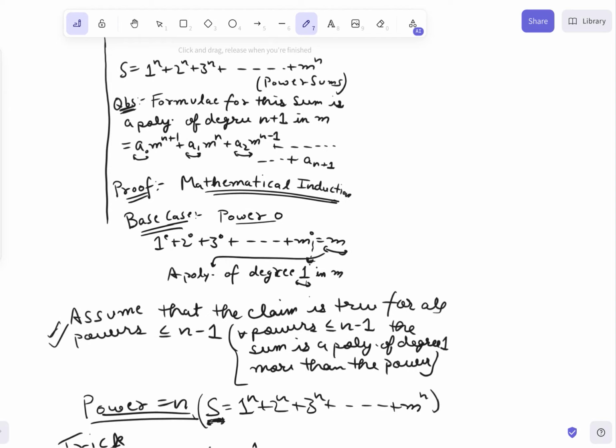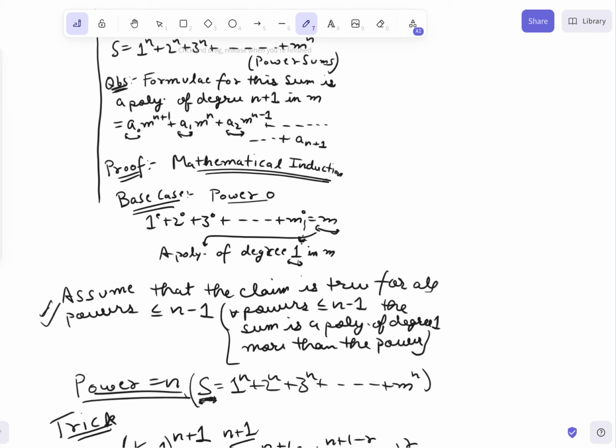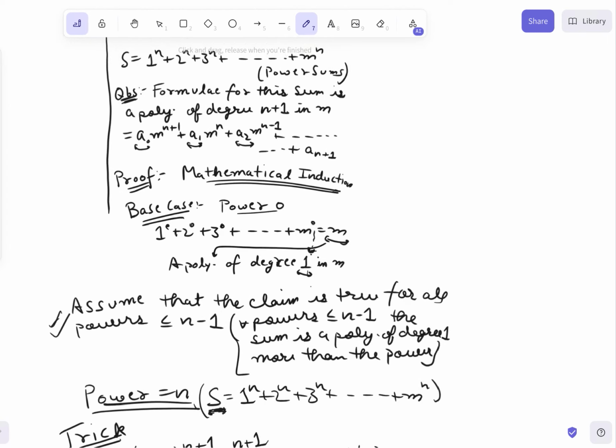So first let's prove that this claim is actually true. Why should we just agree that this is a polynomial of degree n plus 1, because this doesn't seem obvious. So to prove this, we'll use mathematical induction. It's a fairly common technique. You can go and read about it if you don't already know about it. So let's first try to prove the base case.